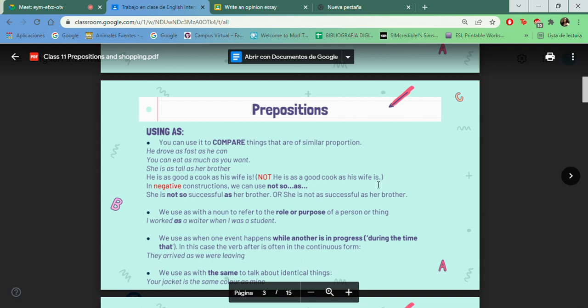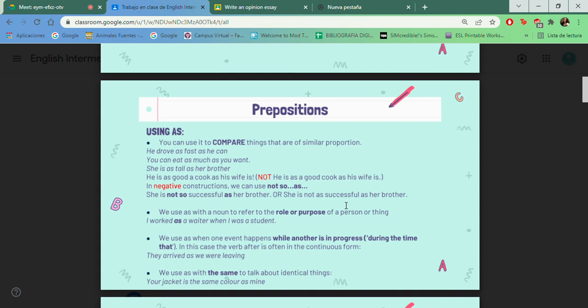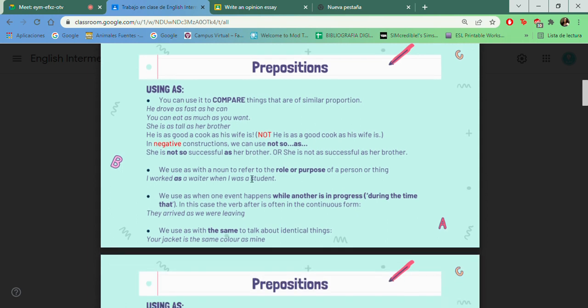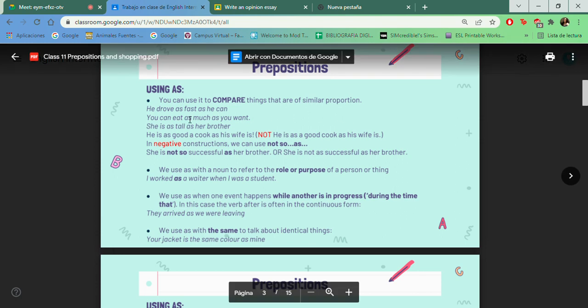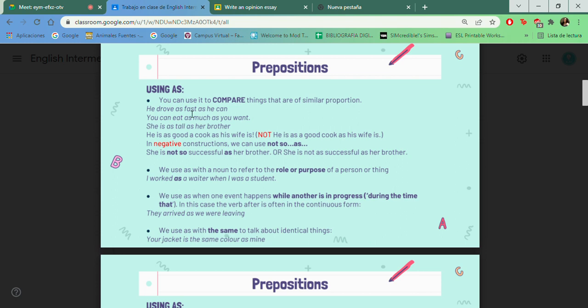Well, let's talk about as, because sometimes we confuse as with like. You can use it to compare things that are of similar proportion. For example, as, adjective, as. We use this preposition, for example, he drove as fast as he can. He can eat as much as you want. She's as tall as her brother. This is a comparative expression, as, adjective, as, to compare things that are at a similar level.